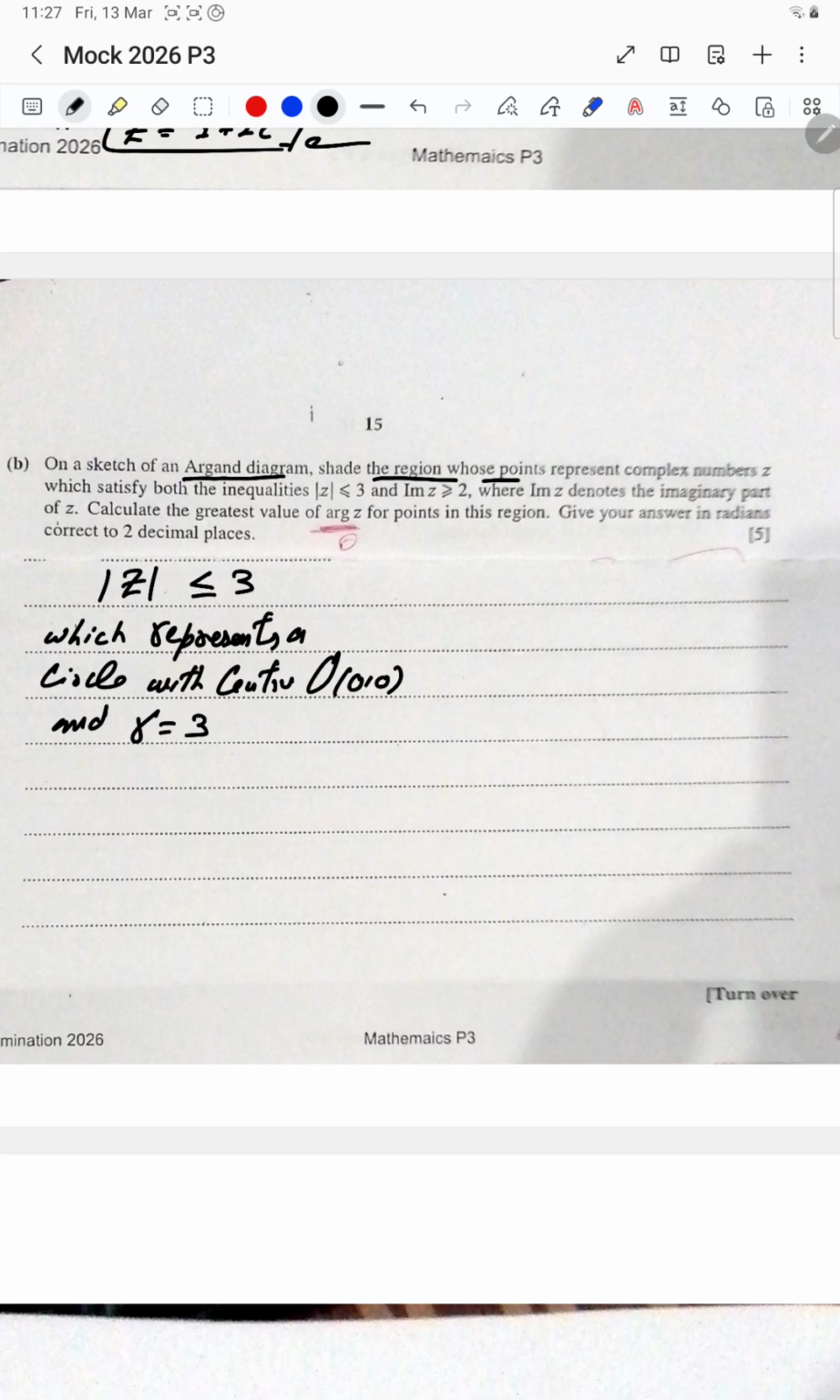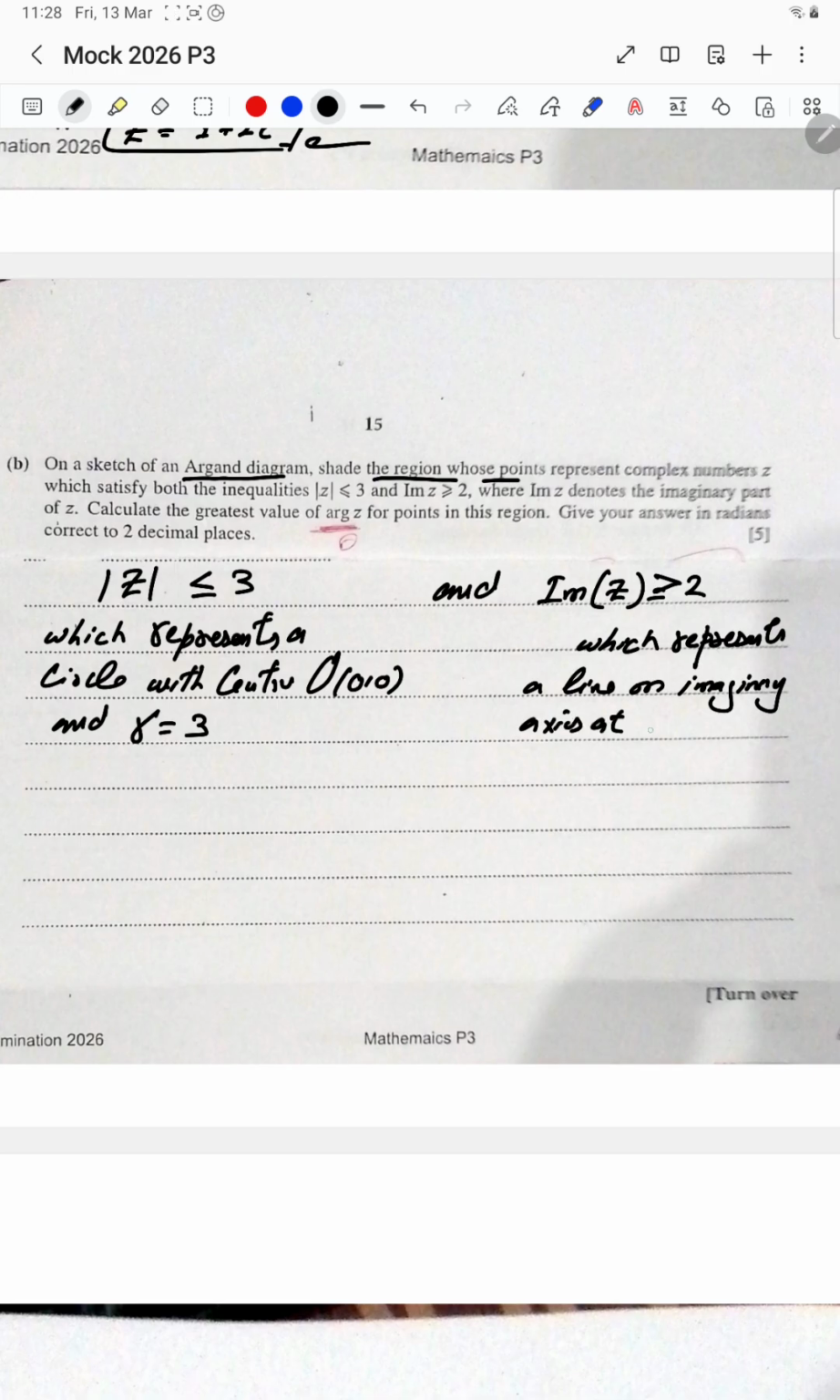And also we have the imaginary part of z bigger than or equal to 2. That means on the y-axis we have a line. It is an imaginary line which represents a line on the imaginary axis at 2. So we have to sketch it first, and let's see.